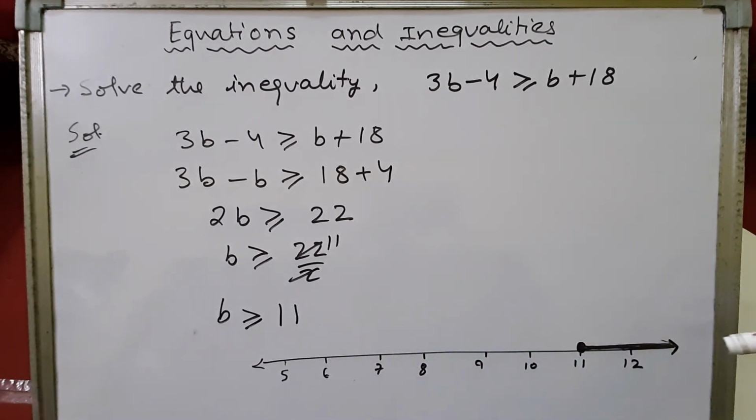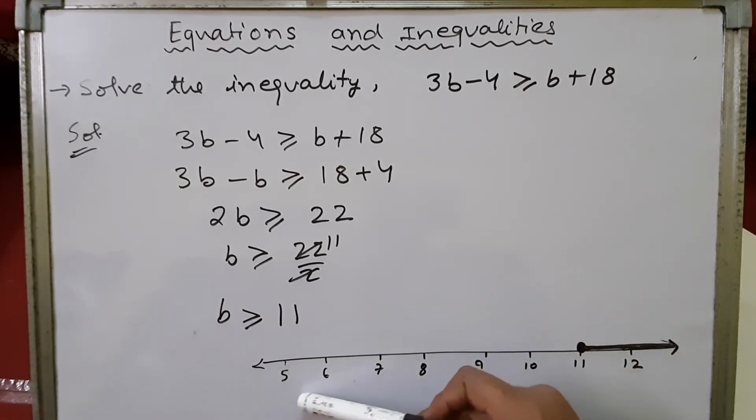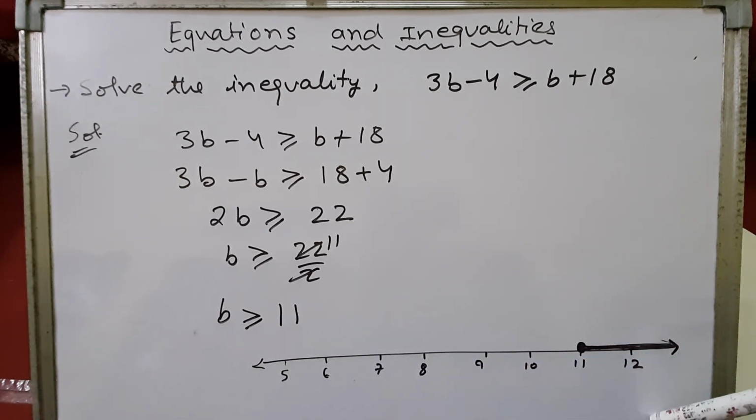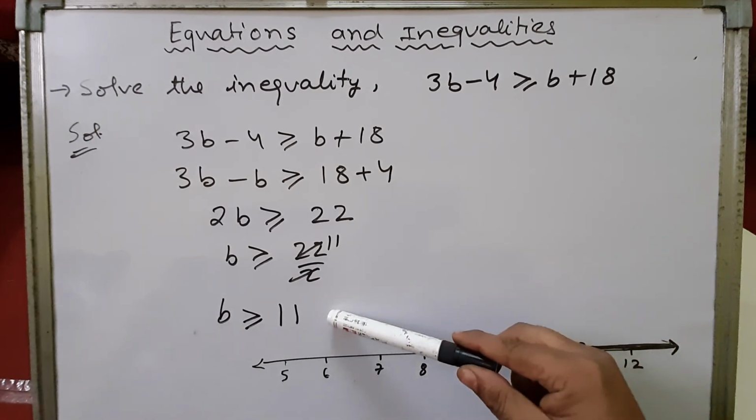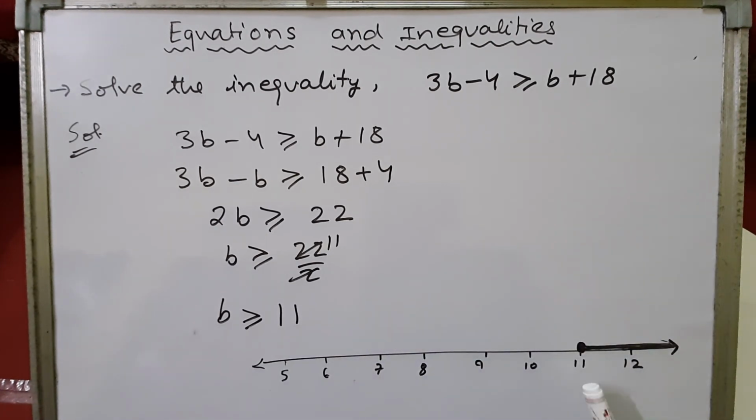Now let's represent the solution on the number line. So let's draw a number line at equal intervals. Let's draw these values 5, 6, 7, 8, 9, 10, 11, 12, and the inequality is b is greater than or equal to 11. So that means 11 is included. So at 11 we'll draw a dark circle, and then all the values on the right hand side are the solution of b. So we'll darken the right hand side line. Okay, this represents that b is greater than or equal to 11. Please note down.